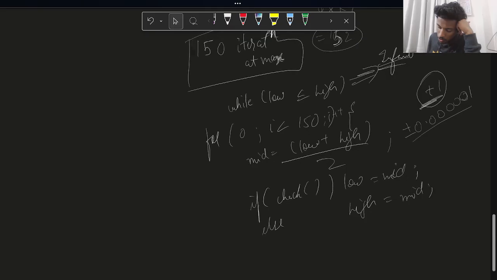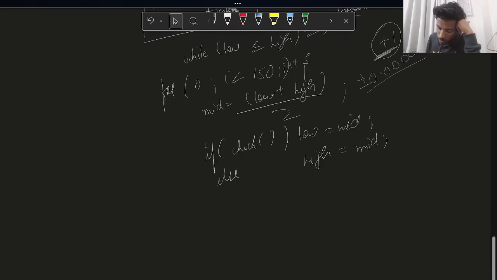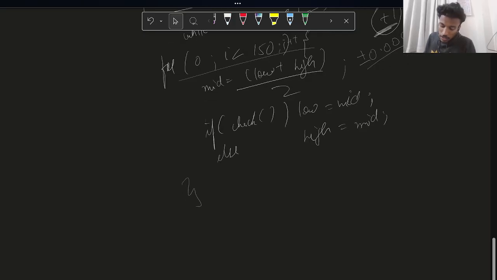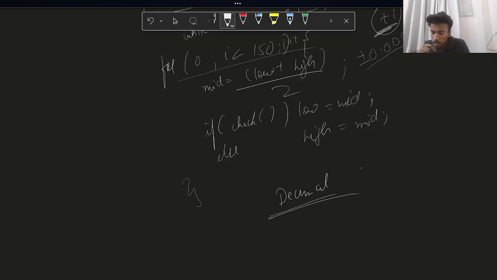Binary search automatically handles the precision, because each time (low plus high) by 2 is being done and we are running it for a fixed number of iterations. So that is why a problem will never occur. This is what is known as decimal binary search, where in order to avoid infinite binary search, we iterate over only a fixed number of iterations till we are satisfied. Now for 150 iterations we are satisfied; this will definitely give us an answer very close to the actual answer.